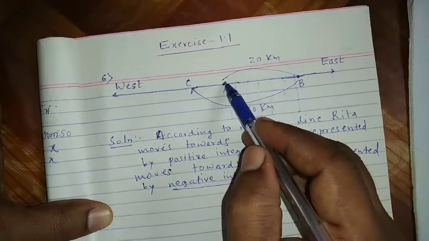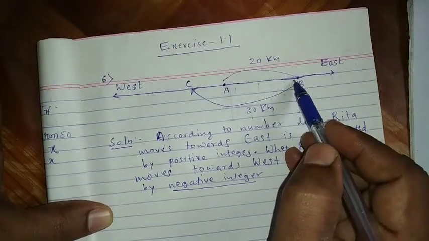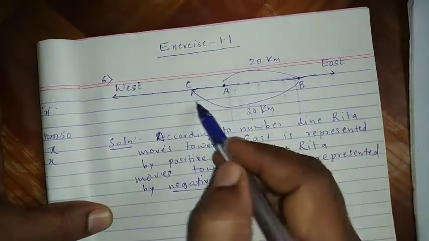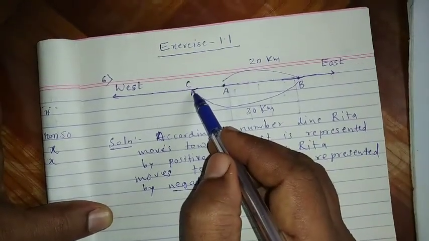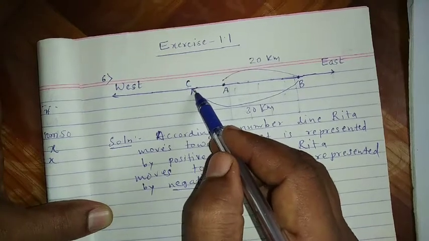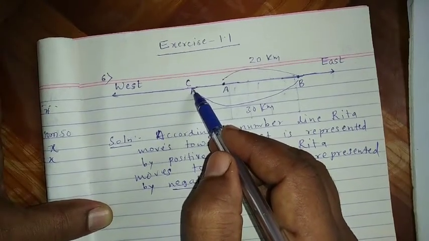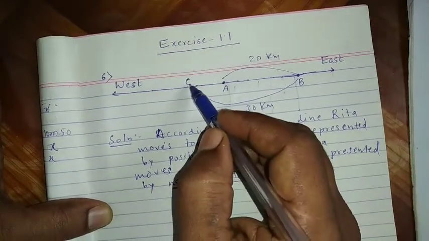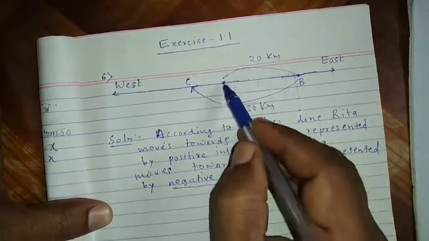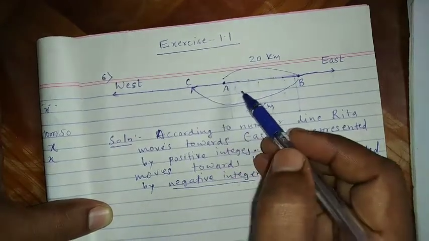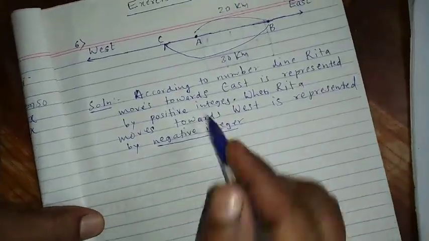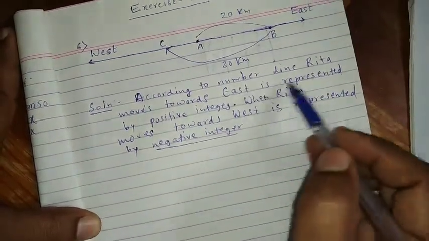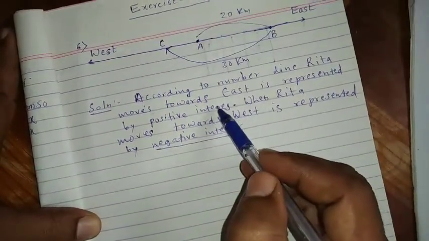See here, from A to B, what is the distance? 20. From B to C, she traveled 30 kilometers from B, which means consider she comes here. The position of Rita is considered here, and I just named this one as C. Now we have to find the distance between both of these. Let me solve this one. See what I wrote here. According to the number line, Rita moves towards east is represented by a positive integer. They gave that in the problem.